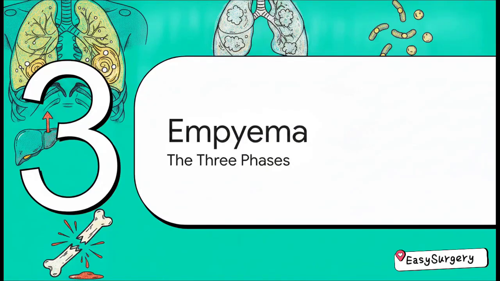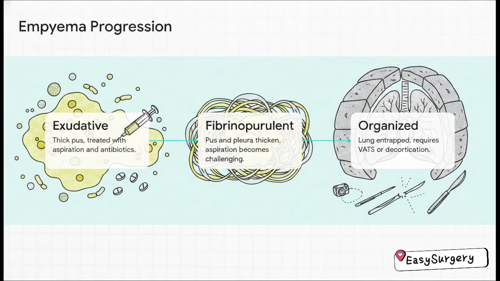All right, Section 3, the 3 phases of empyema. Empyema is basically a dangerous buildup of frank pus right in the pleural space. Usually it's the fallout from an unresolved pneumonia, trauma, or maybe a ruptured liver abscess. And it's a nightmare that escalates in 3 distinct phases. Phase 1 is the exudative phase. You've got thick pus driven by bugs like Staph aureus or strep. Simple aspiration and antibiotics actually work pretty well here. But if you miss it, you hit Phase 2.